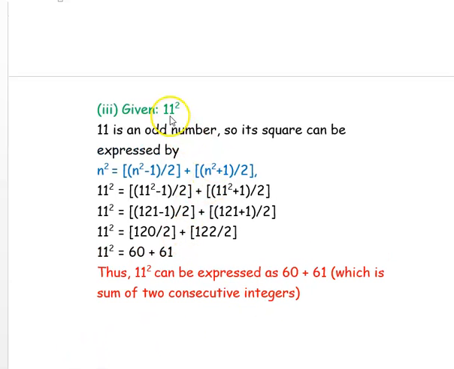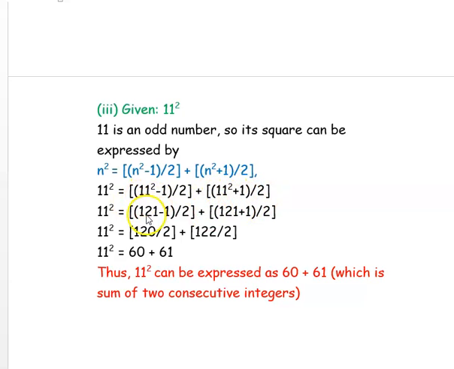The next number given is 11 square. So 11 is an odd number. Again we can use the formula n square equal to (n square minus 1) divided by 2 plus (n square plus 1) divided by 2. So here n square is 11 squared. So 11 square equal to (11 square minus 1) divided by 2 plus (11 square plus 1) divided by 2.